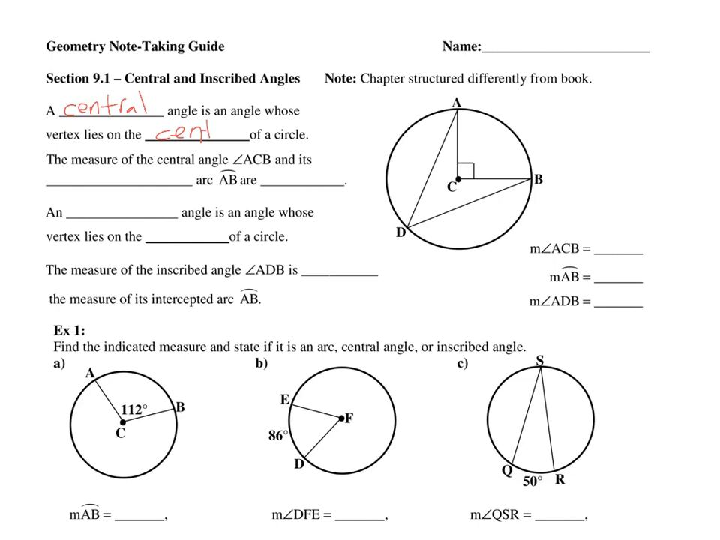center of a circle. So here is our central angle. It's made up of these sides, and the vertex lies on the center. Now the measure of the central angle, which is angle ACB, and it's what is known as the intercepted arc. This is the intercepted arc.